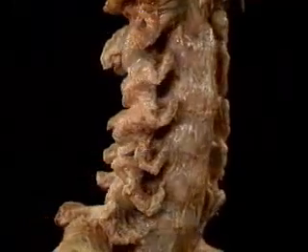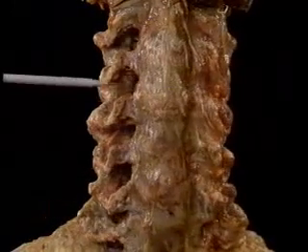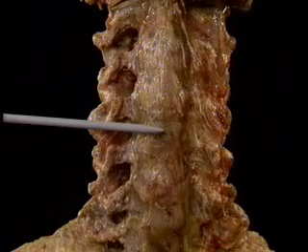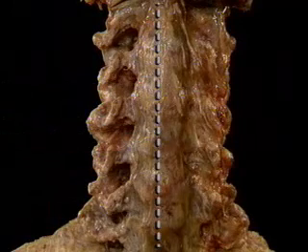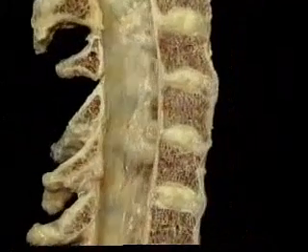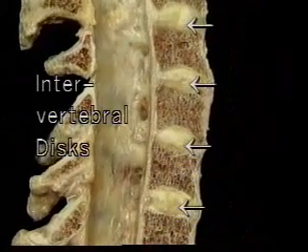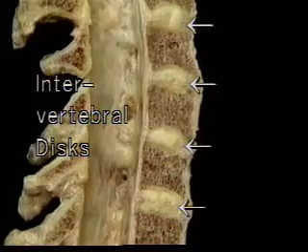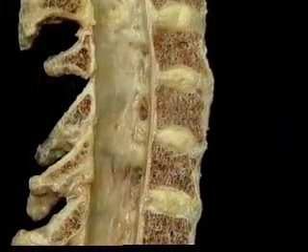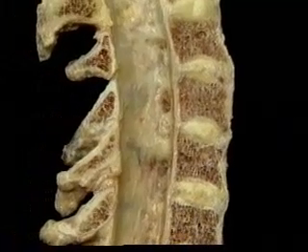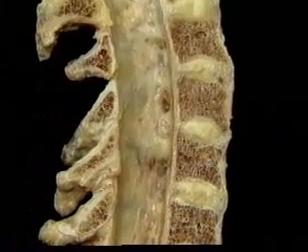Between each vertebral body and its neighbor, there's an intervertebral disc. To see the discs, we'll make a cut in the midline. The discs are made of fibrocartilage that's attached firmly to the vertebra above and below. The fibrous joints formed by the discs permit only a little movement between the regular cervical vertebrae.